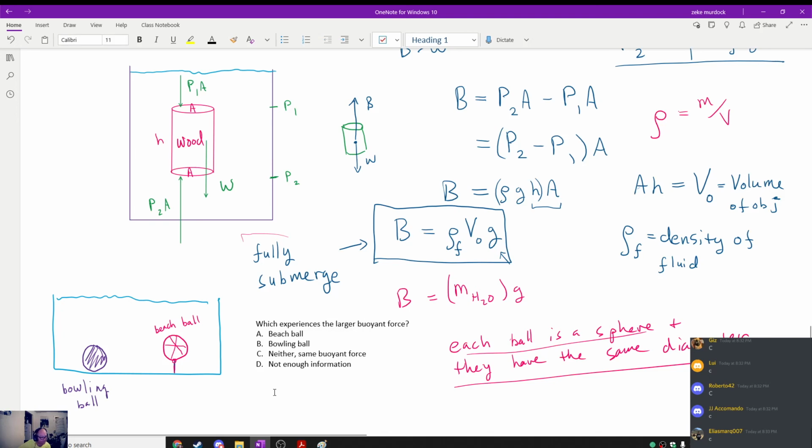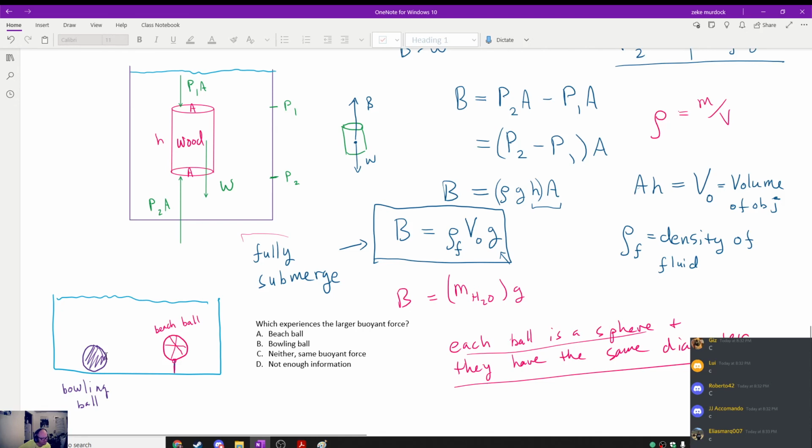They experience the same buoyant force. And what's the reason why? Because the volume of each object is exactly the same, and they're both in the same fluid, and gravity is the same. So even though the bowling ball is much, much denser than the beach ball, and the bowling ball naturally sinks, that doesn't mean it doesn't experience a buoyant force, right?